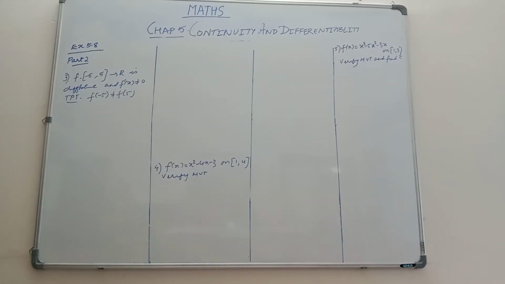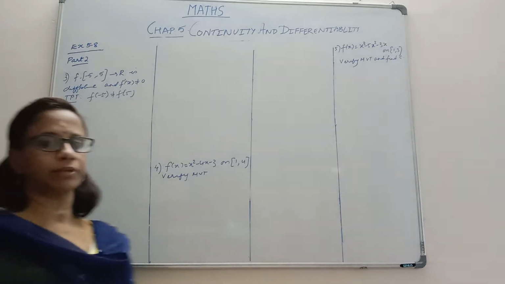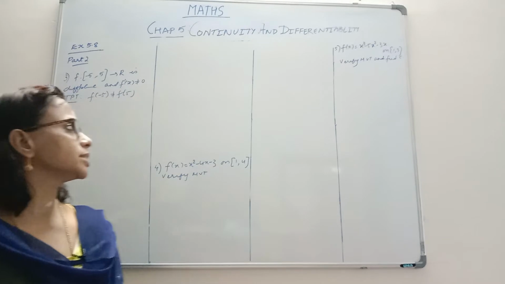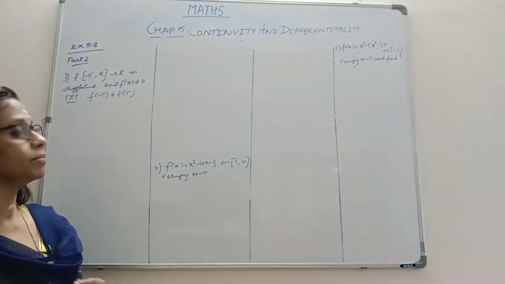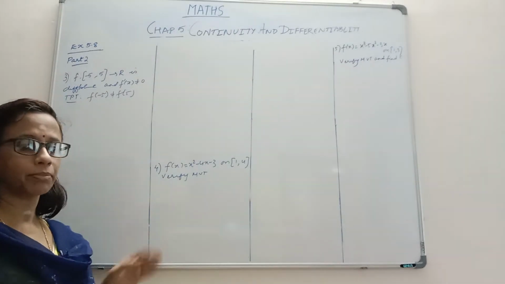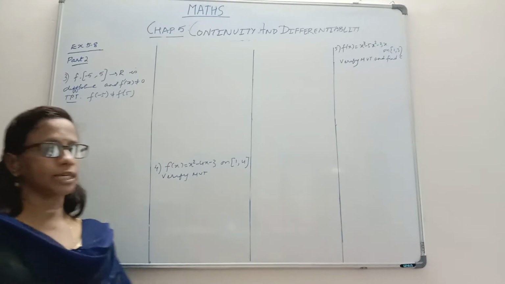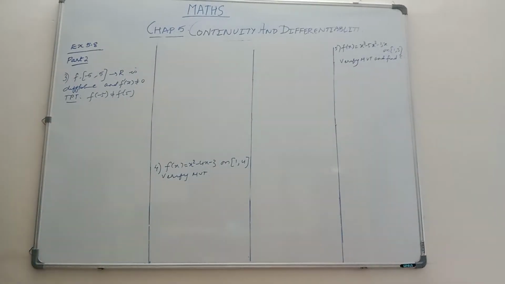Hello folks, let's come to the part 2 video of this exercise 5.8. We are doing the Rolle's and mean value theorem, but by and large in this part we are doing more of the mean value theorem. Only one problem of Rolle's theorem we will be doing. So that's how it is. Let's get across with the third problem.